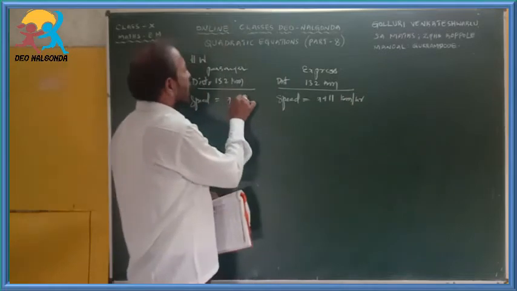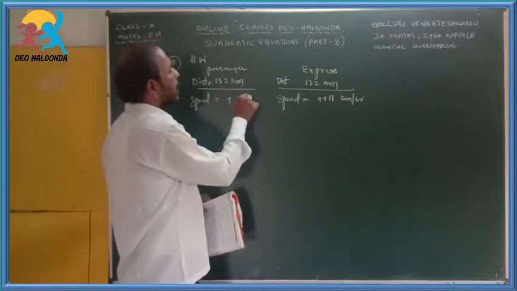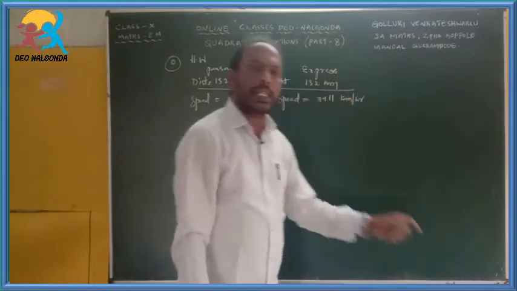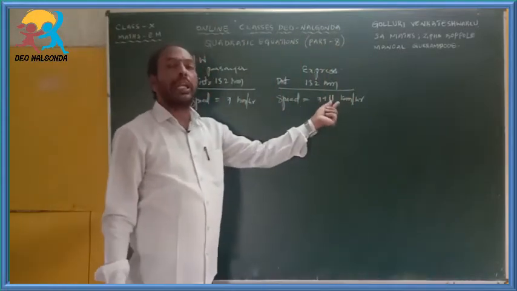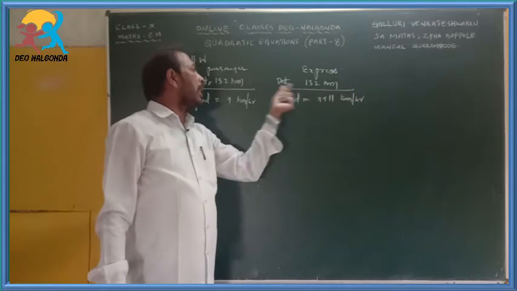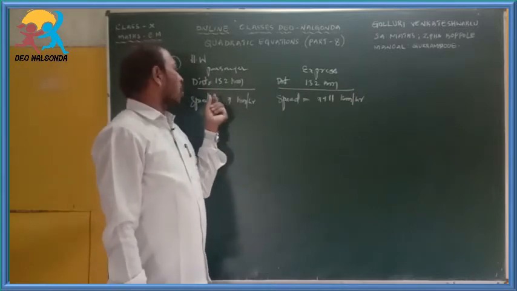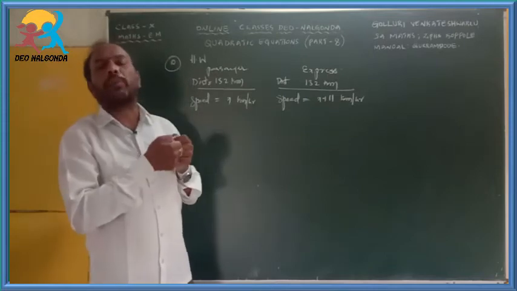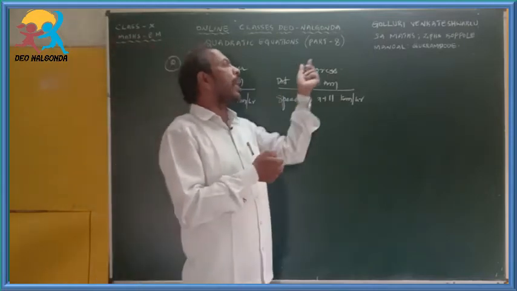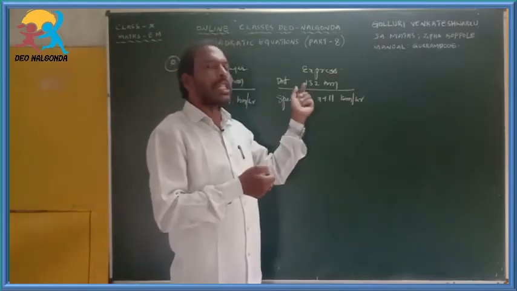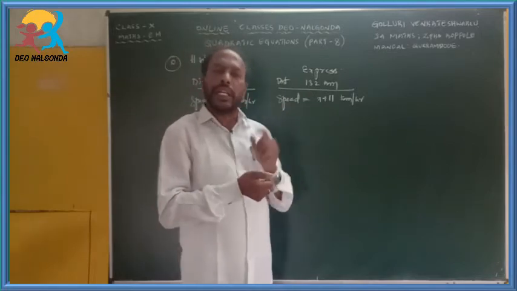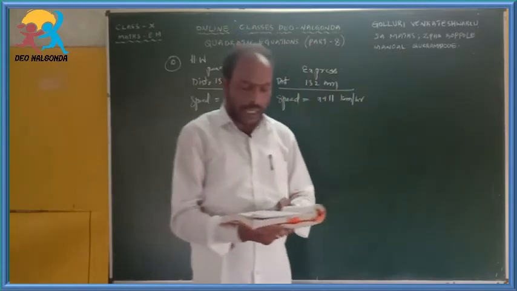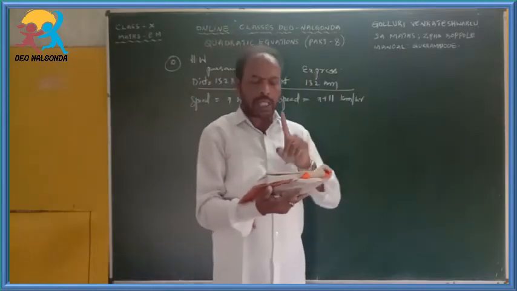Here it is, the speeds of passenger and express. The express train is 11 kilometers per hour more than the passenger train. So the speed of the passenger train is taken as x kilometers per hour, and the speed of the express train is taken as x plus 11 kilometers per hour. The difference between the timings is given as 1 hour.